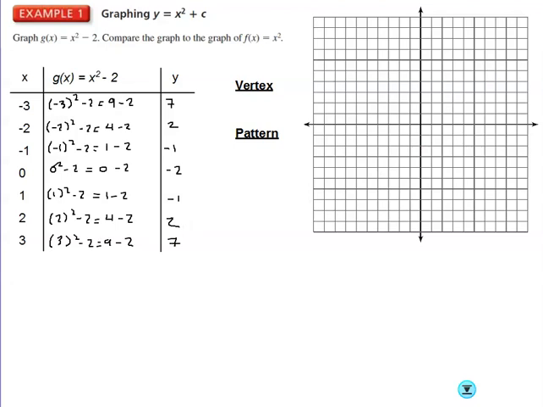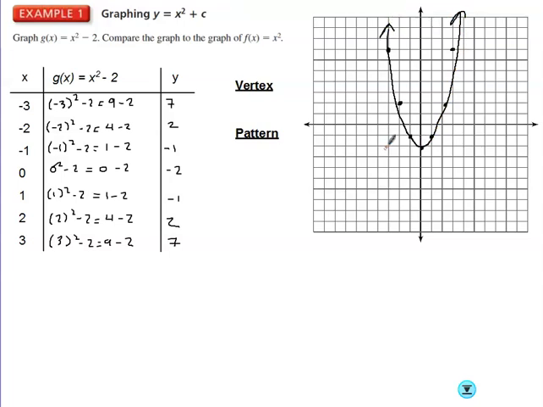So when I plot these points, I've got the point negative 3, 7. I've got negative 2, 2. Negative 1, negative 1, 0, negative 2, 1, negative 1, 2, 2, and 3, 7. So I connect my dots and my graph looks something like this.